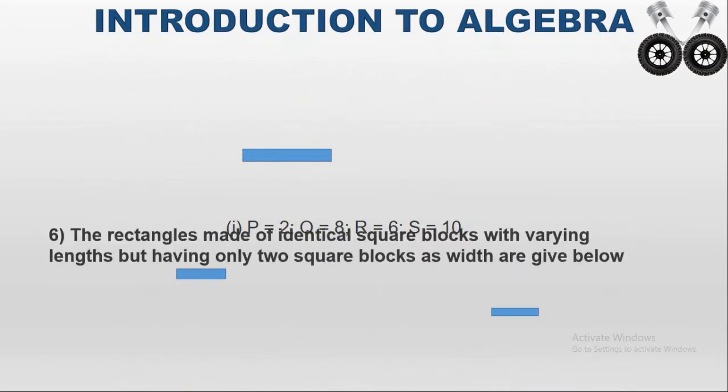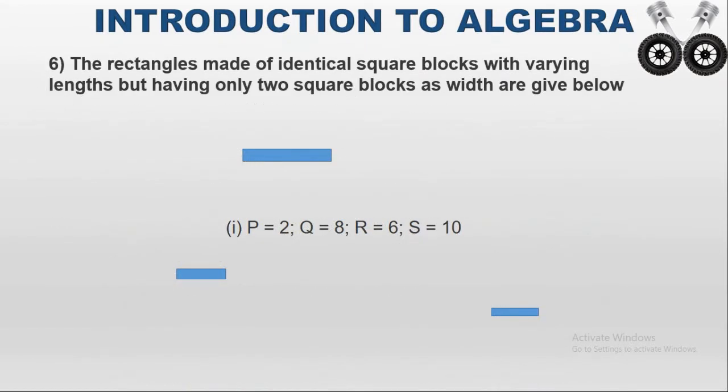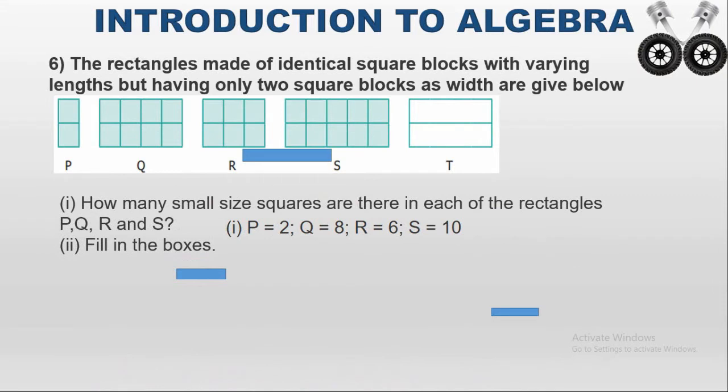Next one is question number 6. The rectangles made of identical square blocks with varying length but having only 2 square blocks as width are given below. So what is the problem given here? There are different rectangular boxes given. These different rectangular boxes are divided with identical square blocks. And one condition is given here. The lengths of the rectangular boxes differ, so they are divided into different numbers of square blocks. But the widths of the rectangular boxes are the same, so they can be divided by 2 square blocks. So using these conditions, we have to solve the two problems.